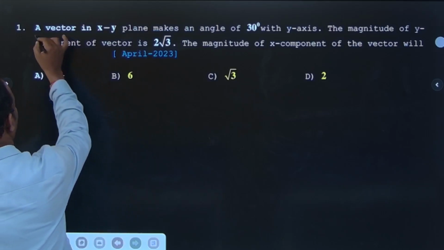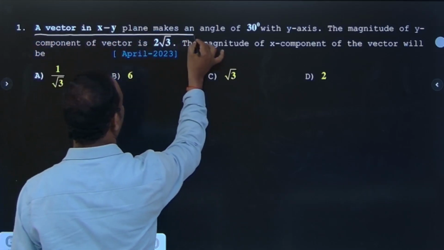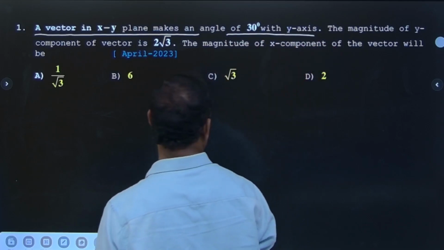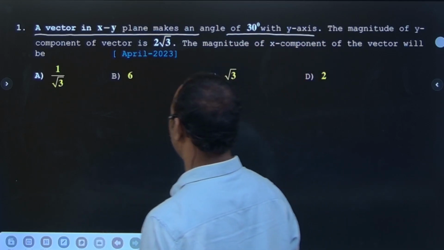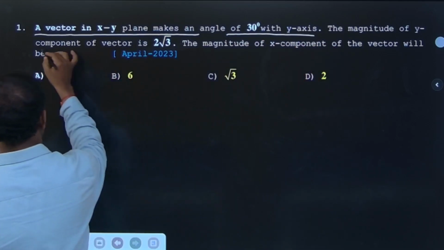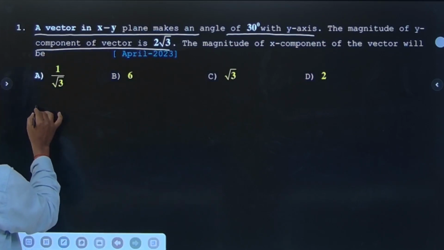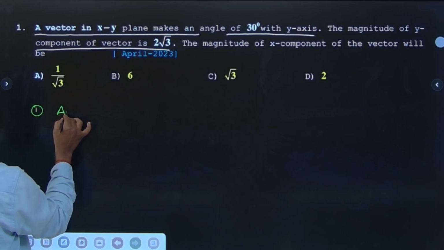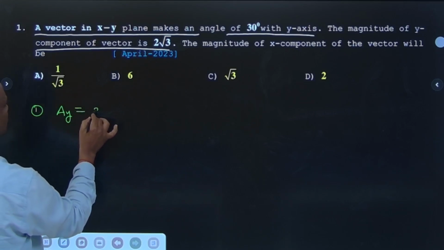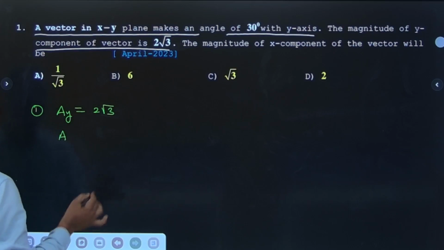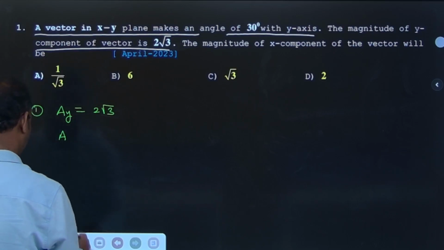A vector in the xy plane makes an angle of 30 degrees with the y-axis. So the magnitude of the y component of the vector, Ay, is equal to 2 root 3. Ay means what? So let us see this. What is the y component of the vector?